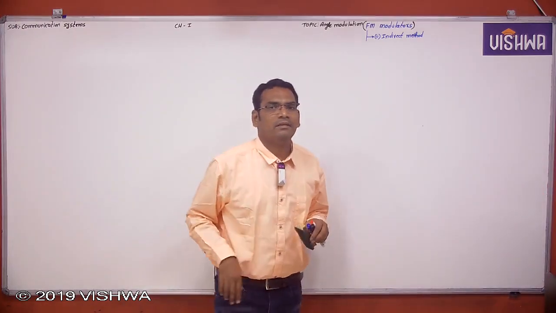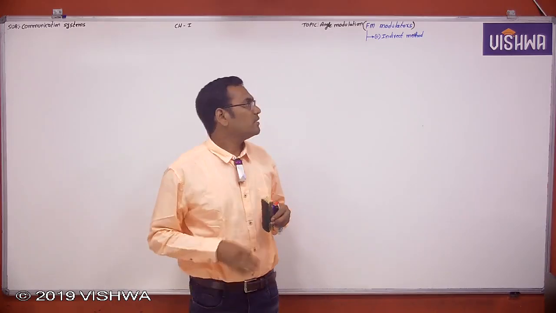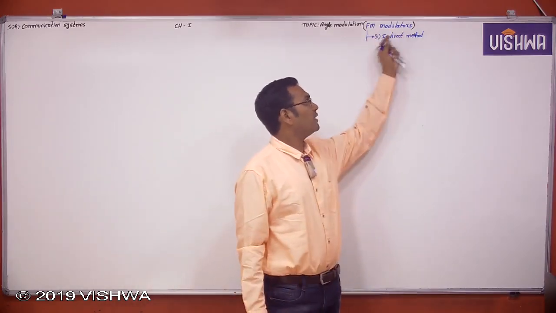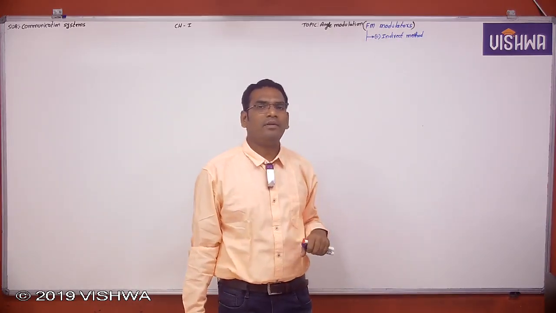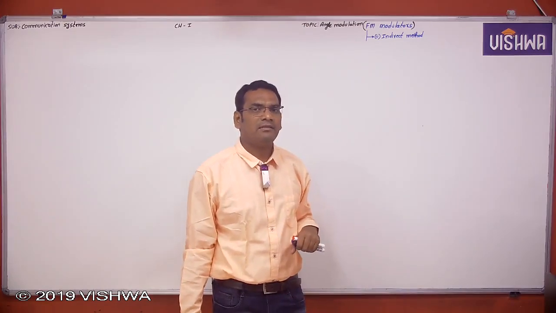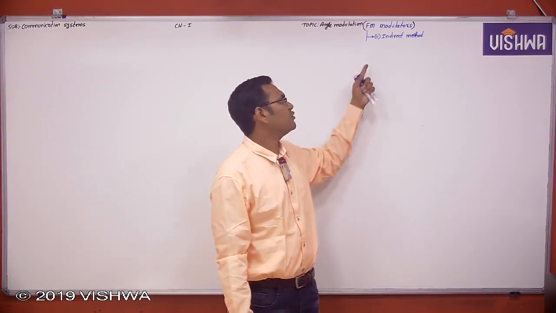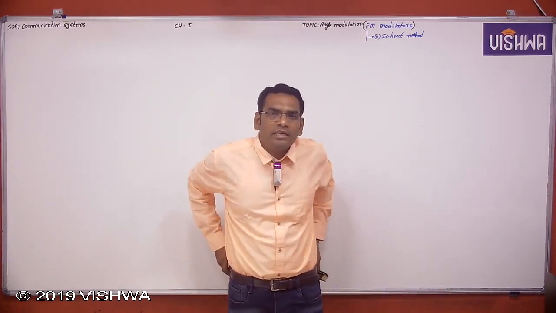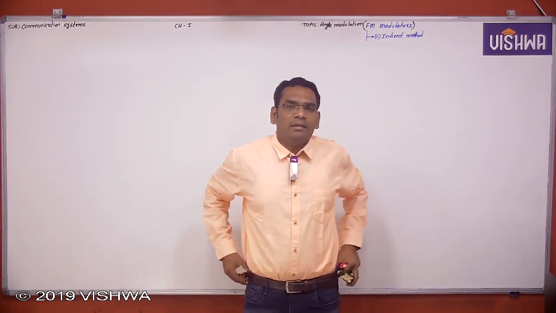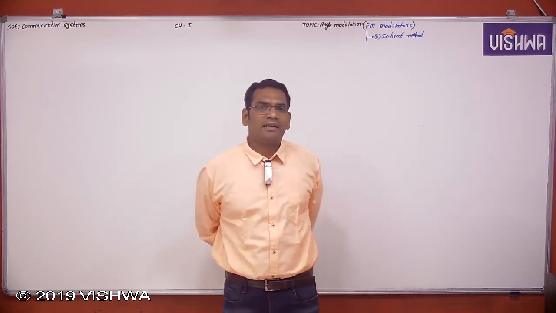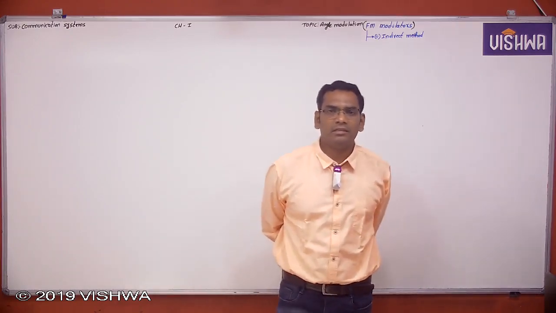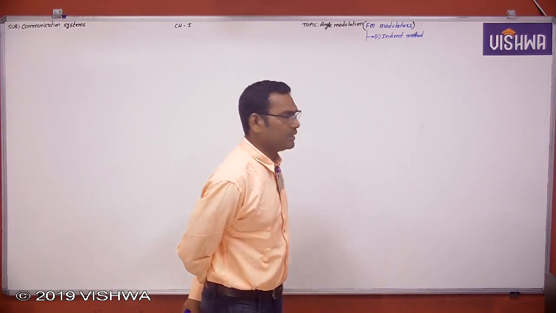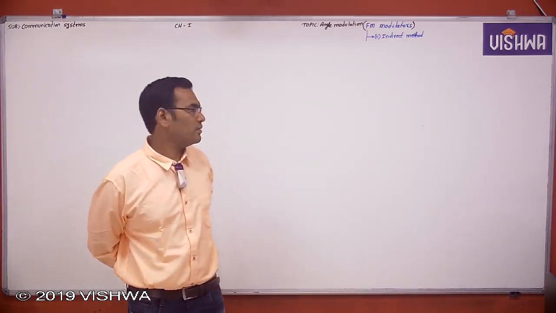Okay, students, in the previous session we saw the FM modulators. There are two methods in FM modulator: one is the direct method and the second one is the indirect method. The direct method, which we already completed, uses a voltage controlled oscillator. Directly the voltage variations are converted to frequency variations. I also gave the derivation part of that.